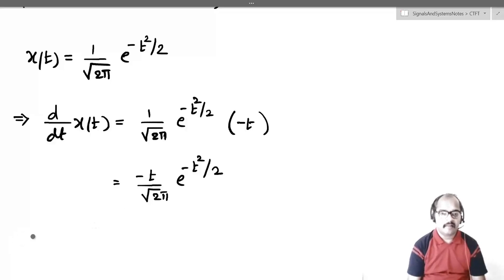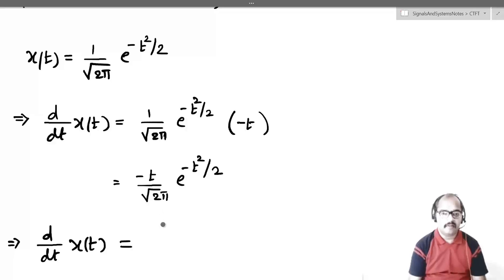So clearly we can write this as what? This implies d by dt of x of t would be equal to 1 by root 2 pi e power minus t square by 2, which is how much? It is x of t. So you will get minus t times x of t. So you can write d by dt of x of t to be minus t times x of t.